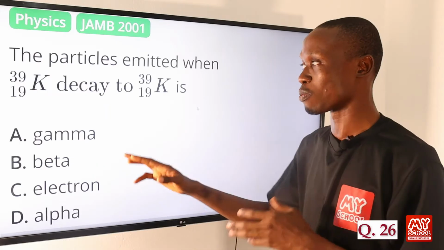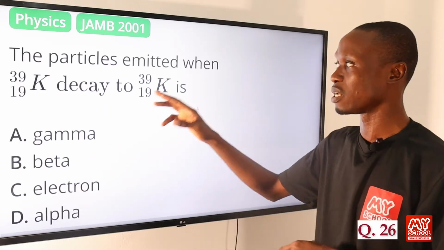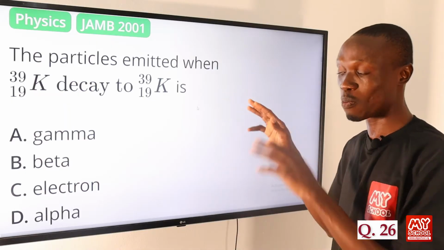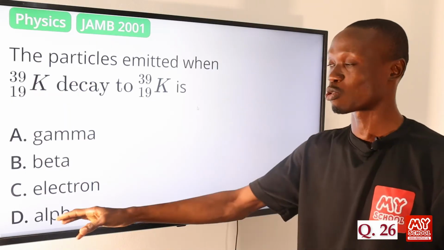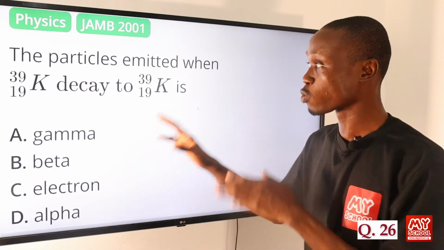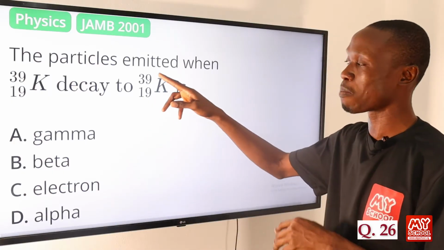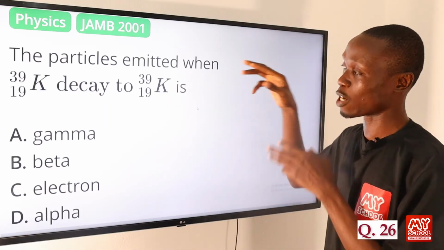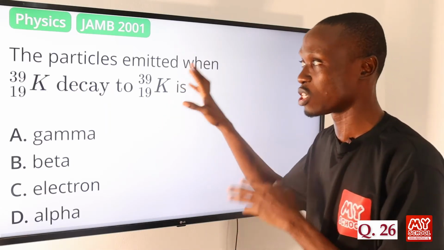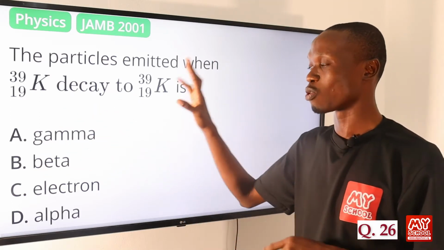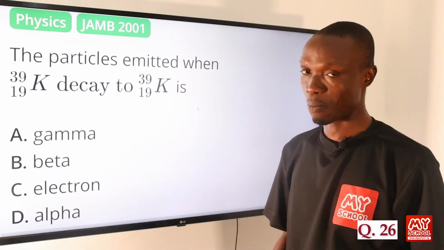Now if you check the rest of the options, if any of these were emitted, then there will be either a change in the mass number or a change in the atomic number, or both. For example, if an alpha particle was what was emitted, then there will be a change in the mass number and also a change in the atomic number. But in this case, there's no change in the atomic number and no change in the mass number. So that makes option A the correct answer to this question, gamma.